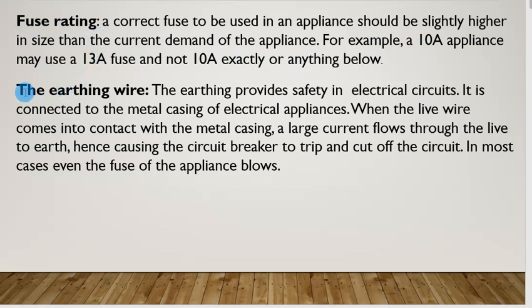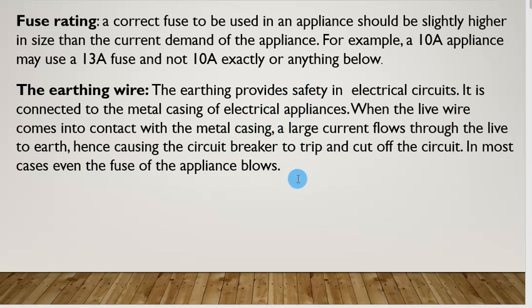All right, from here now we look at the earthing wire, or simply the earthing. The earthing provides safety in electrical circuits. The earthing usually protects the user, a person who is using an electrical appliance. It is connected to the metal casing of an electrical appliance.